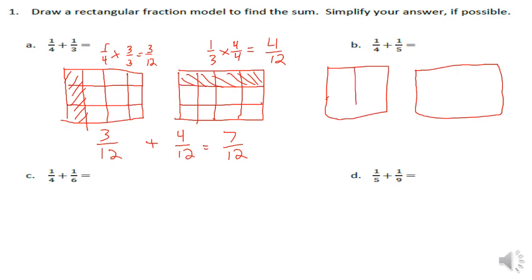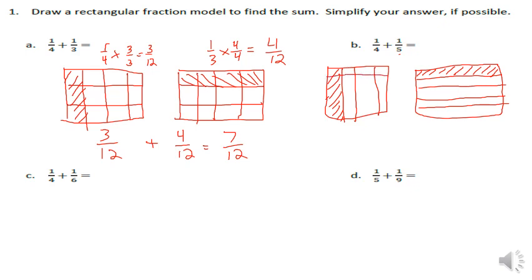On B, once again, we're going to draw our models. And the first one is quarters, so I'm going to split it into quarters, and I'm shading in 1 out of 4. The second one is fifths, but I'm going to go vertically with it. Now I have fifths, and it says 1/5, so I'm going to shade 1 out of 5. Now my fourths, I'm going to split it by fifths, and my fifths over here, I'm going to split it by fourths vertically. We've basically combined the two fractions to get equivalent fractions.